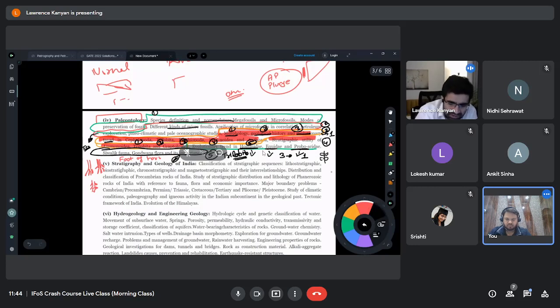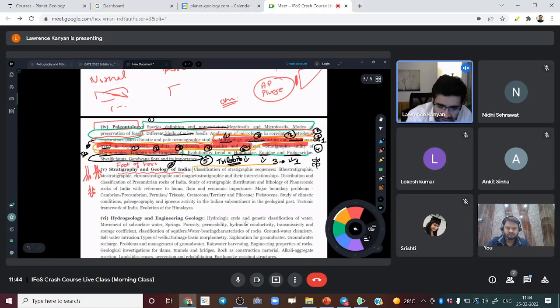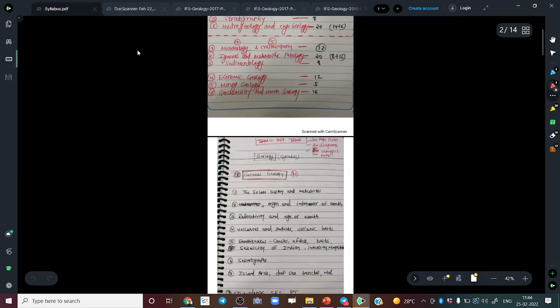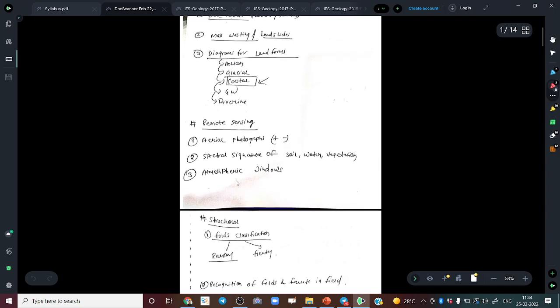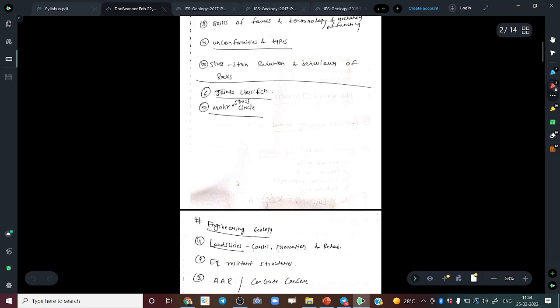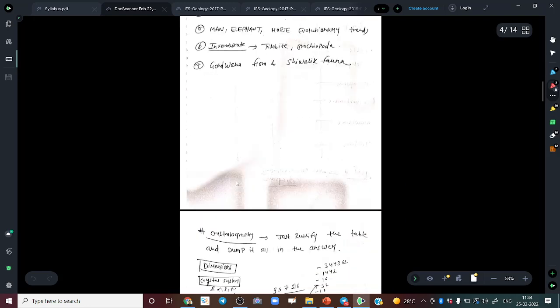Okay. So next is stratigraphy and geology of India. In this one, a question will be from the fundamental part: classification, stratigraphy, lithostratigraphy, biostratigraphy, chronostratigraphy, and magnetostratigraphy, and their interrelationships. In magnetostratigraphy, there is the concept of magnetic reversals. That can be asked in general geology as well, or here.